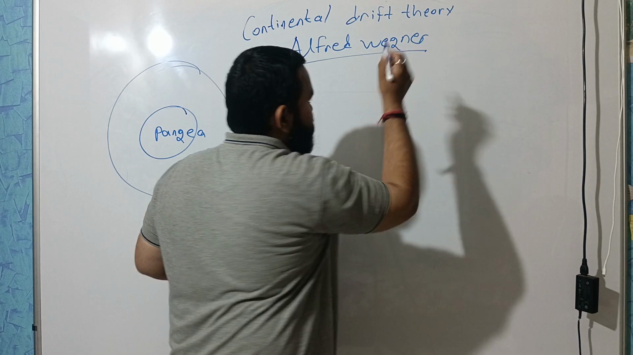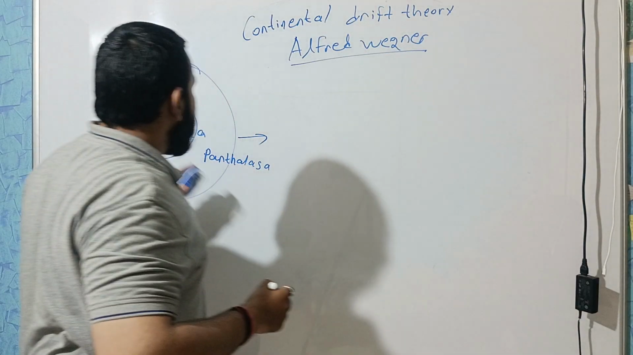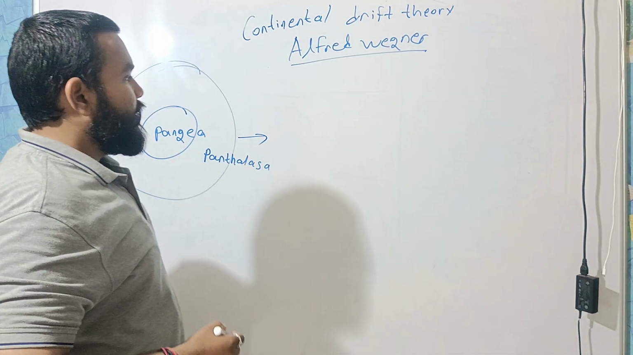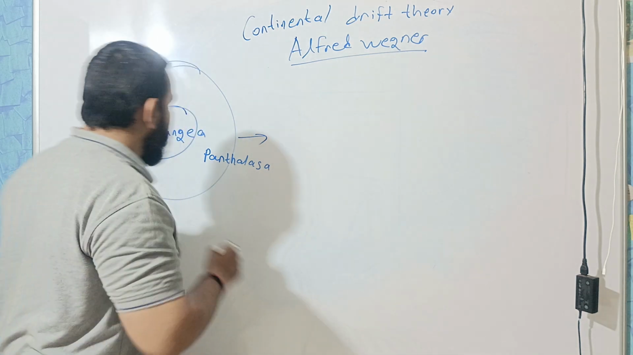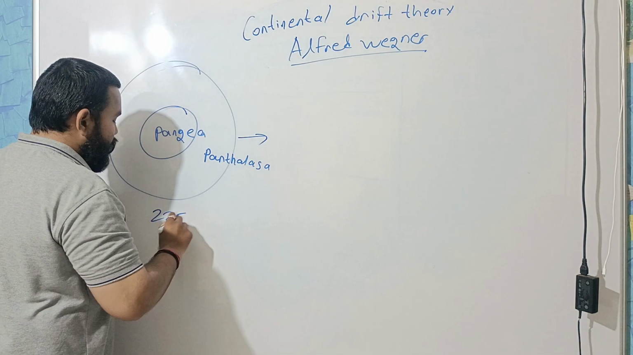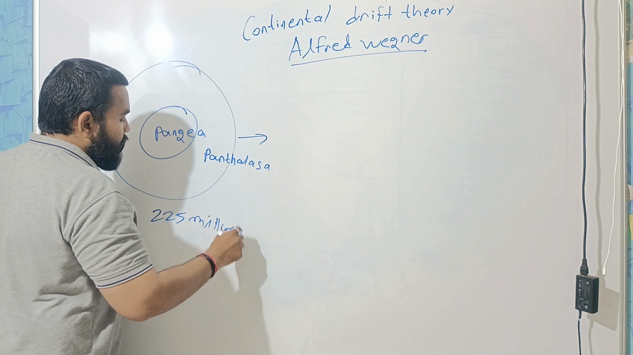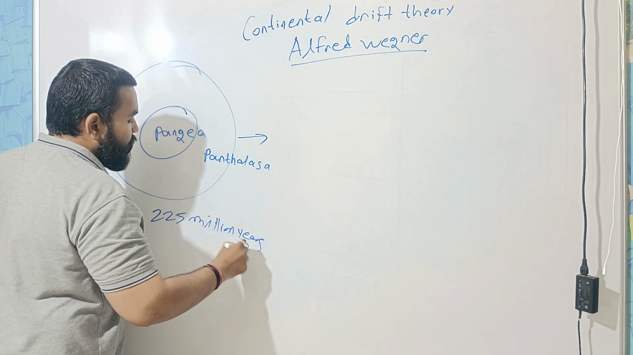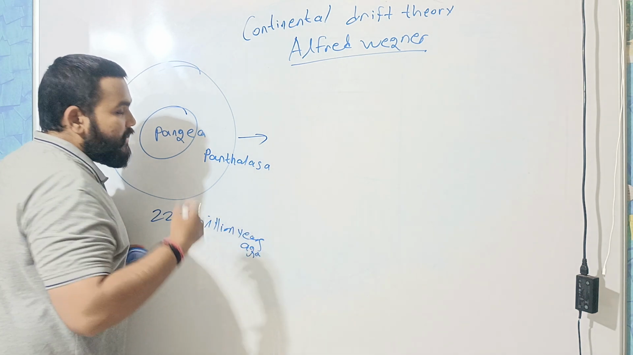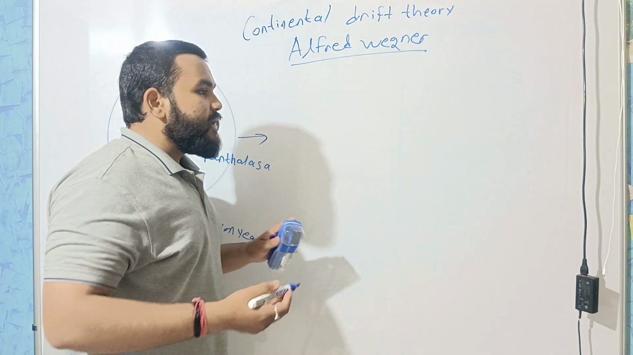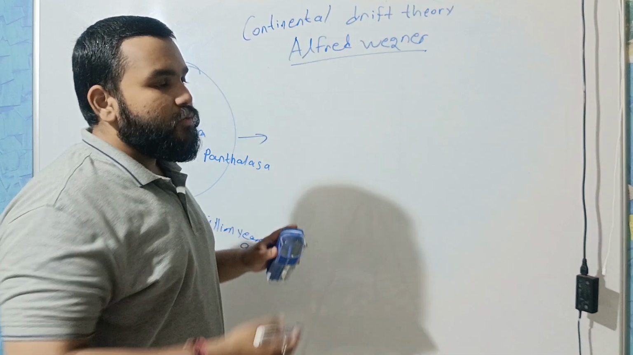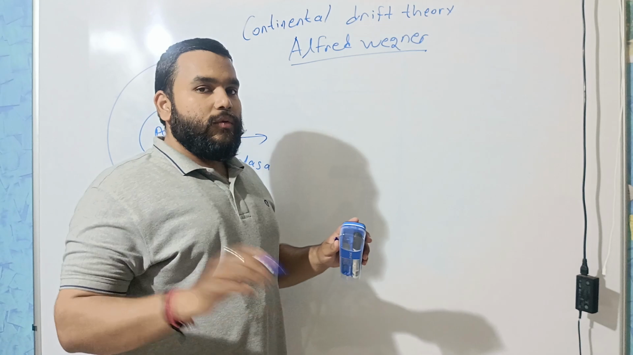Alfred Wegener proposed this theory that there is one Pangaea and one Panthalassa. After some decades, about 225 million years ago, after some time, because of convection currents, do you know convection currents?